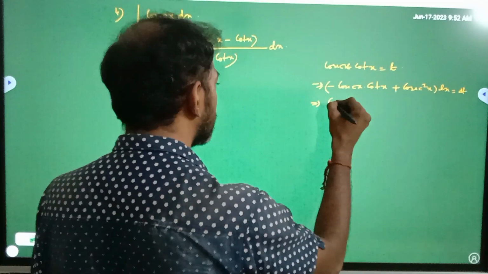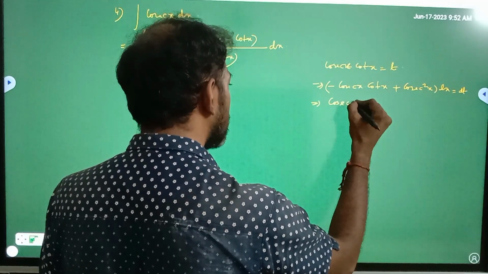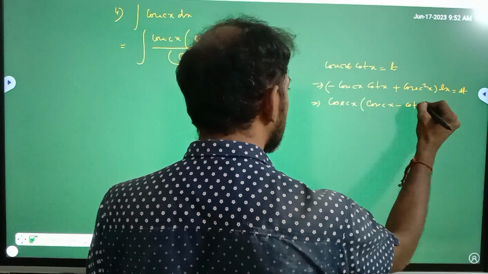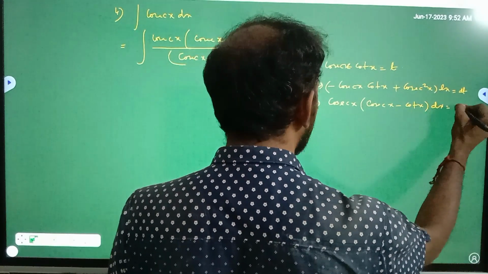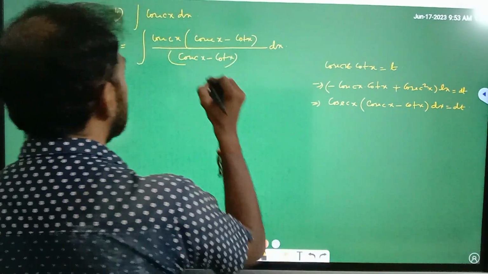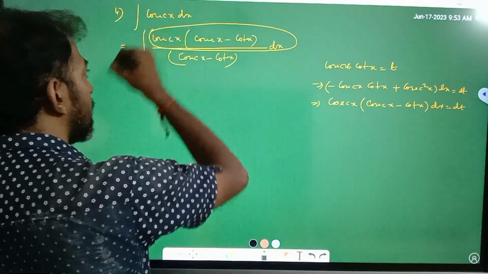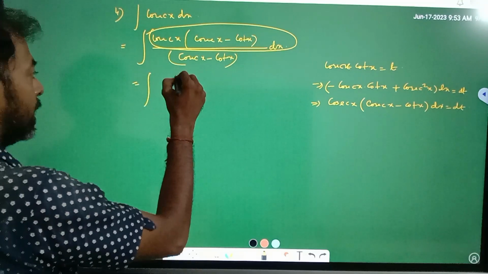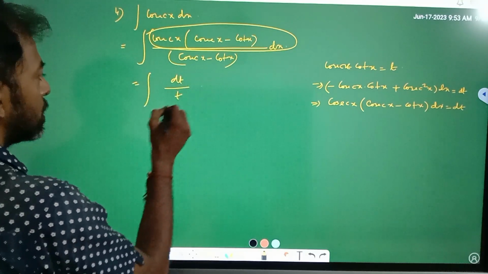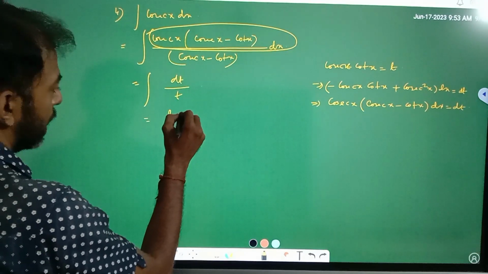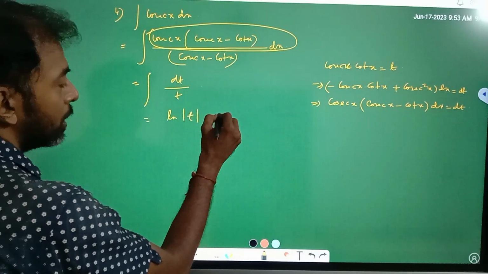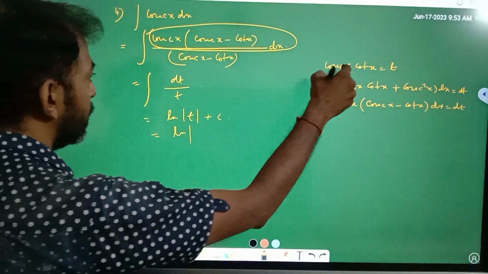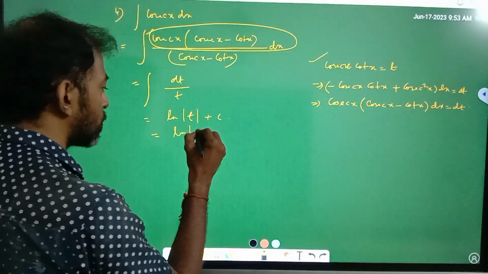Now we need to take cosec x as common. So the result will be cosec x (cosec x minus cot x) dx equals dt. So that's our whole expression here. So you may write dt divided by t. So the result, you all know, will be log mod t plus c, where c is the integral constant. Now log mod t, we know about that, t equals cosec x minus cot x.